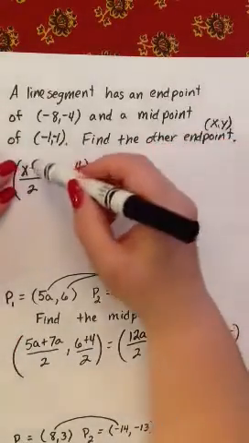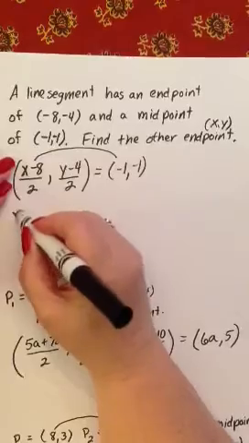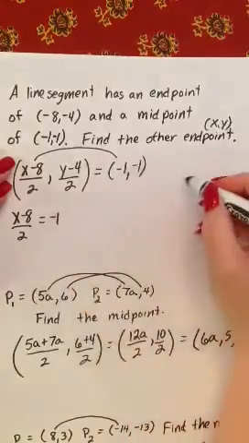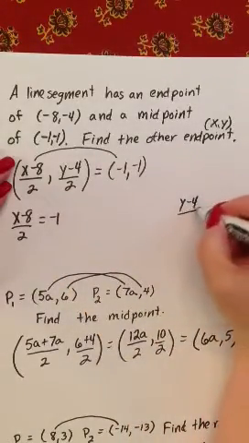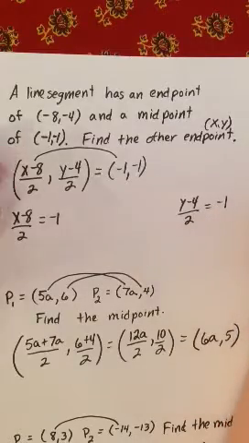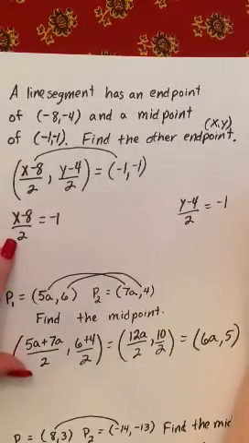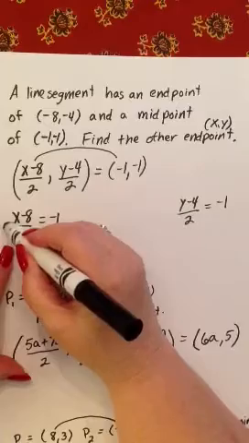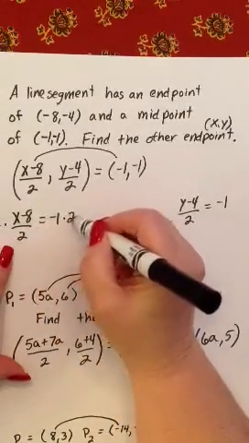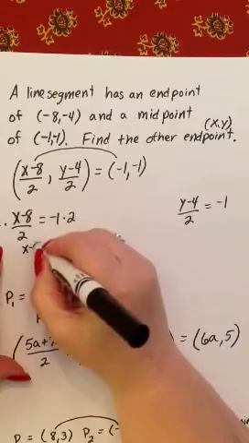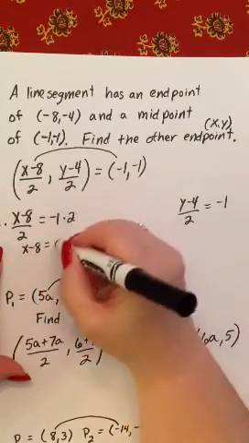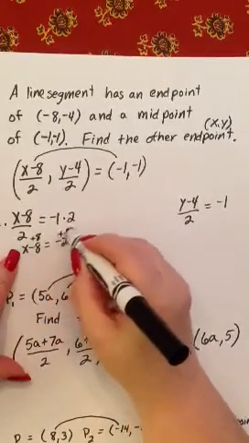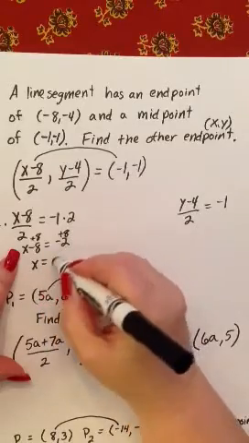So you can just set this equal to this. So (x - 8)/2 is equal to negative 1, and we could also say that (y - 4)/2 is equal to negative 1. Then we're just going to solve these problems. Remember, we're trying to solve for x. To get x by itself, I first need to get rid of this 2, so I'll multiply both sides by 2. So these cancel, and I get x minus 8 is equal to negative 1 times 2, which is negative 2. Then if I add 8 to both sides, that gives me x is equal to 8 minus 2, which is 6.